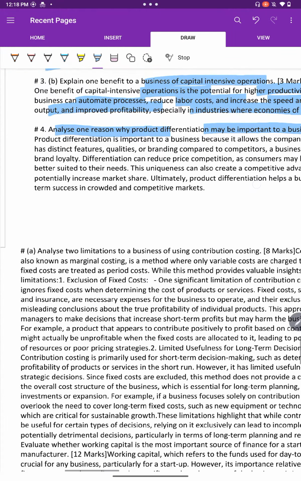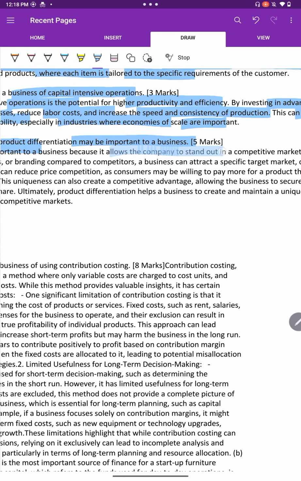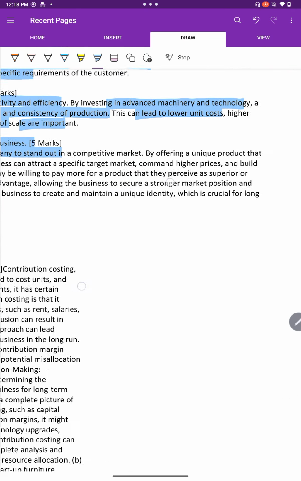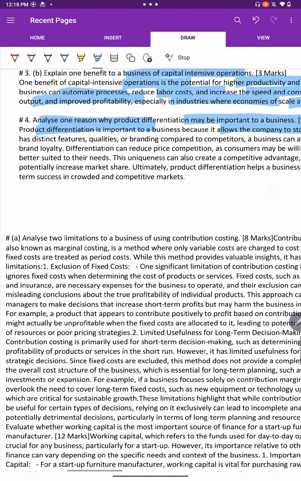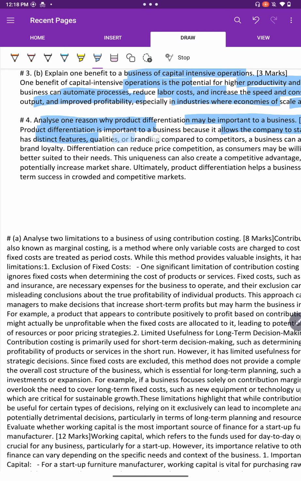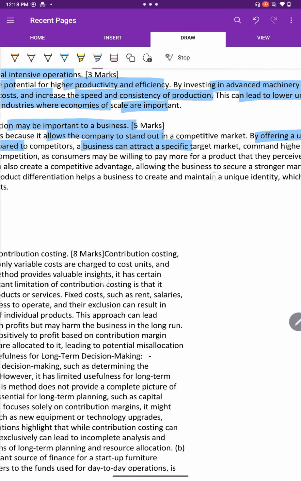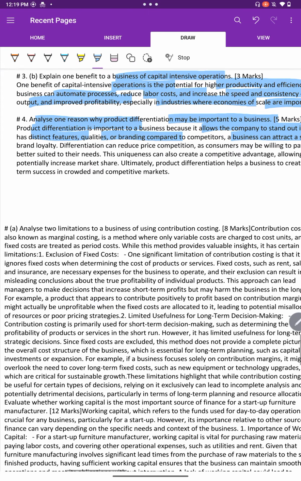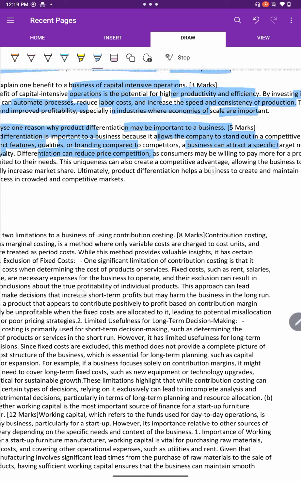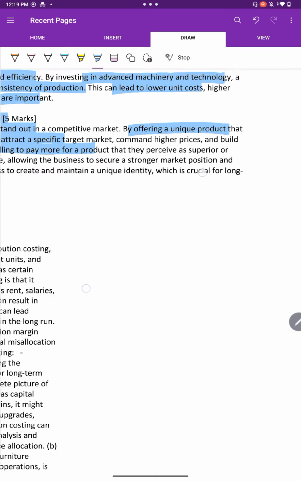Product differentiation is important to a business because it allows the company to stand out in a competitive market by offering a unique product that has distinct features, qualities, or branding compared to competitors. A business can attract a specific target market, command higher prices, and build brand loyalty.